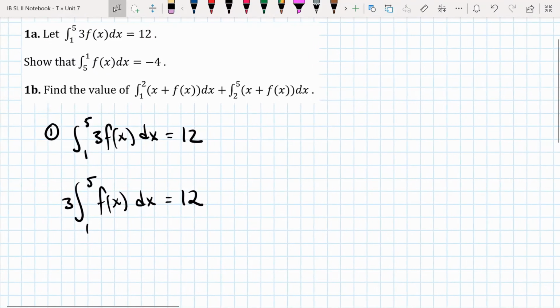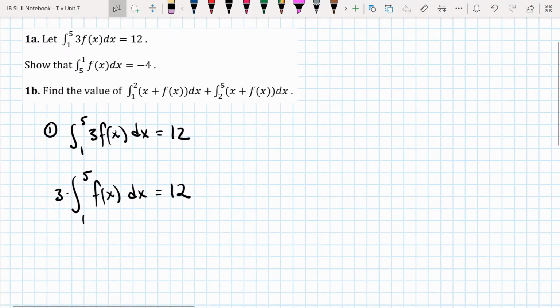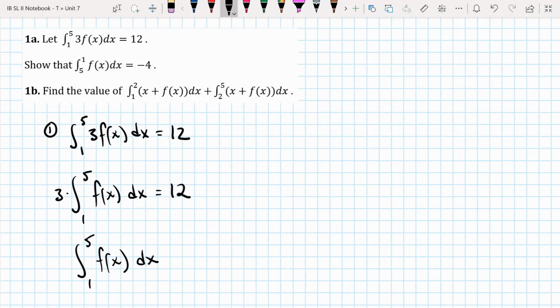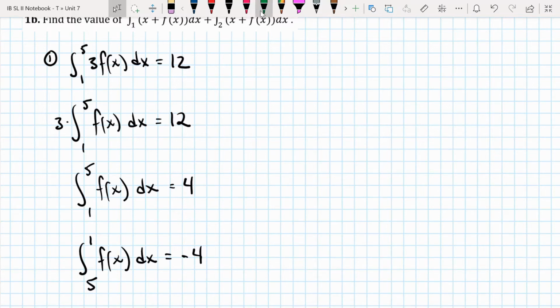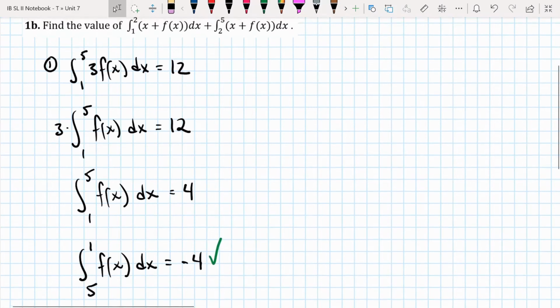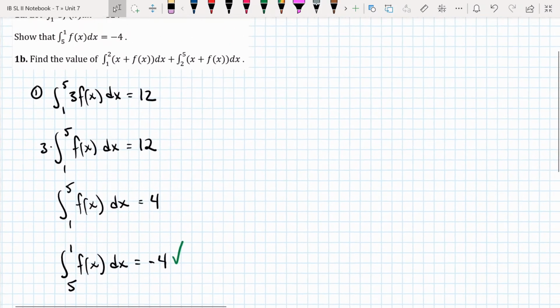Which we can then use to simplify this. So the 3 will come to the outside, and this is really a 3 times the integral here. And so then we can divide by 3. So the integral of 3f of x dx is equal to 12, then the integral from 1 to 5 of f of x dx is equal to 4. Okay, and using one more property, which is that when we switch the limits of integration, it will change the sign of our integral from positive to negative in this case. So now we've proven that the integral from 5 to 1 of f of x is equal to negative 4.